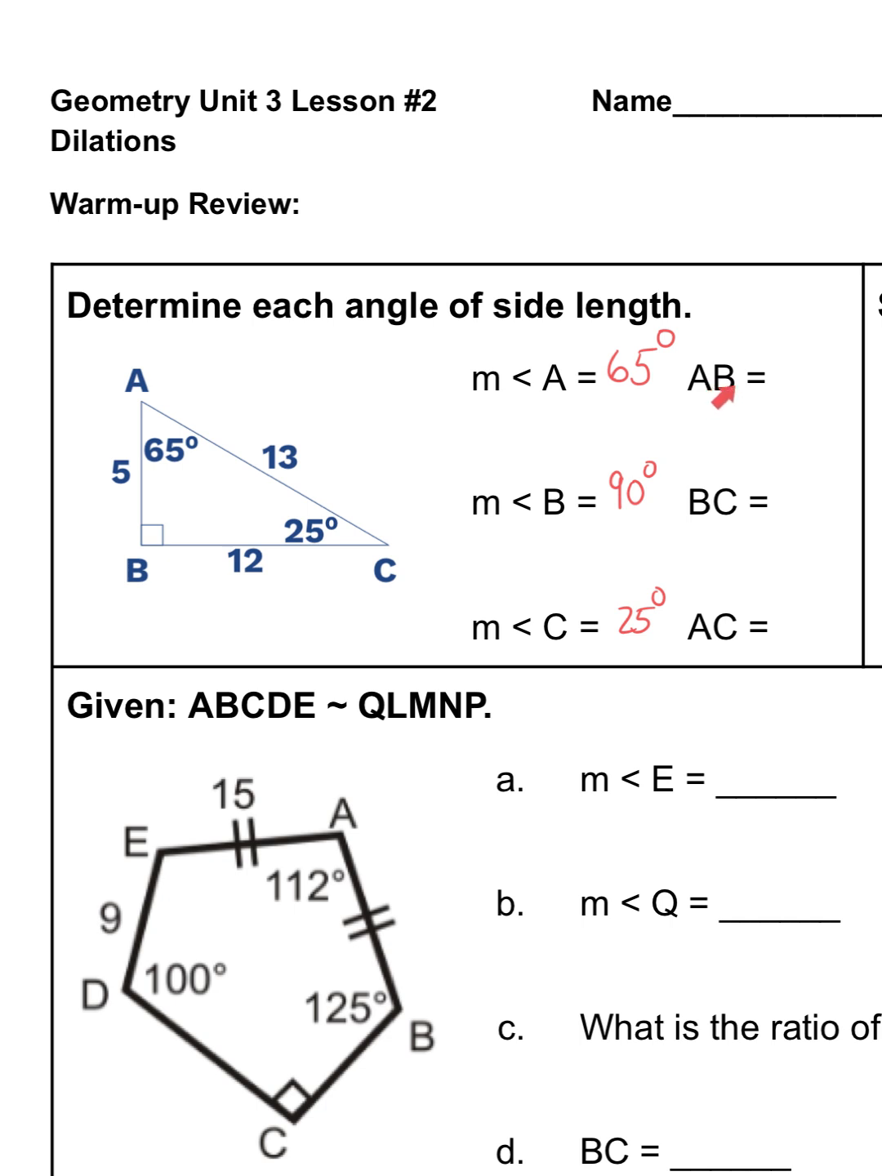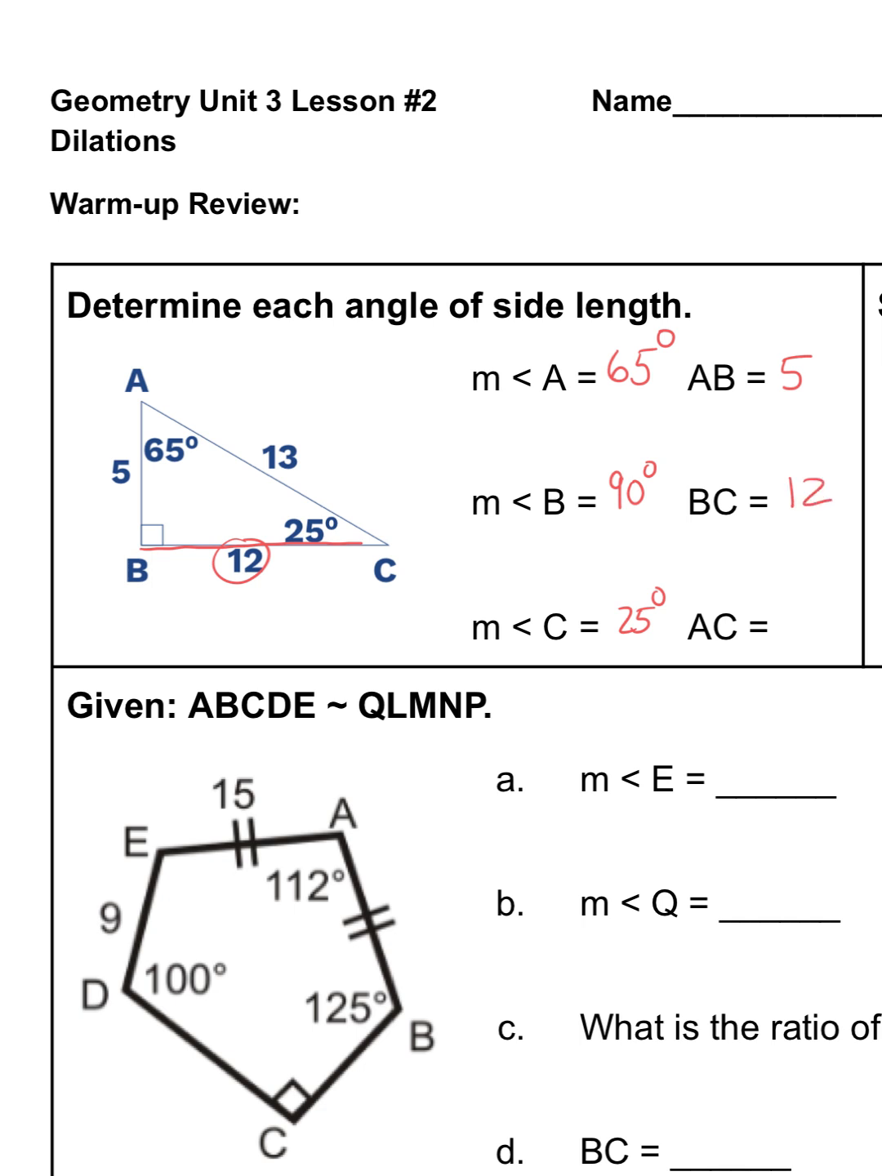Over here, there's two letters. So those are the endpoints. That is a side length. So the side length from A to B, well, that's 5. All right. Right here, the side length from B to C. From B to C, I'm going to highlight that in red. From B to C, that is 12.